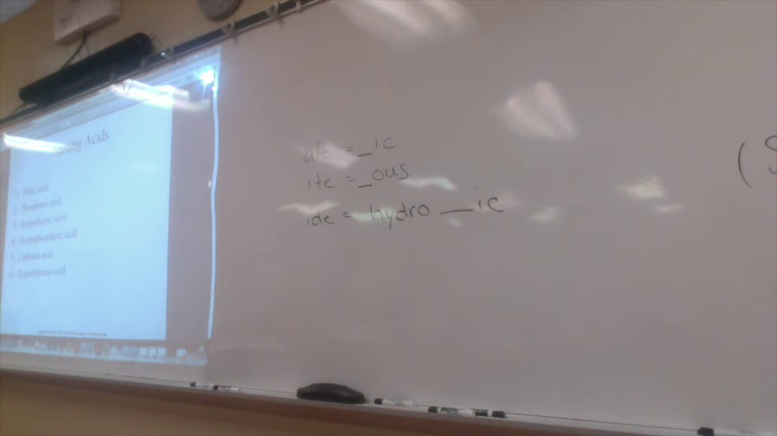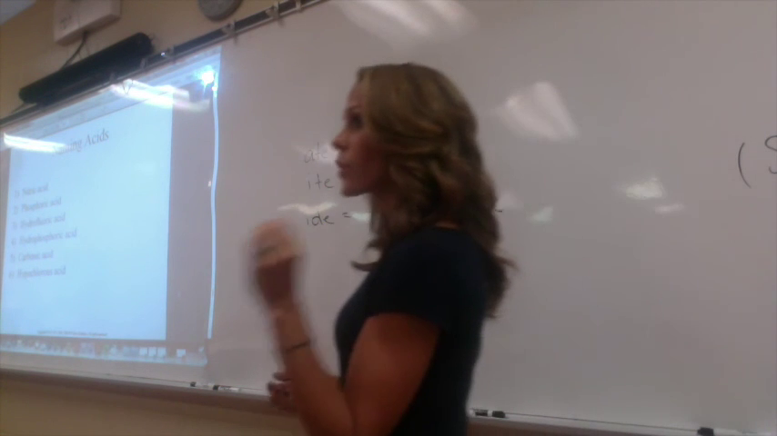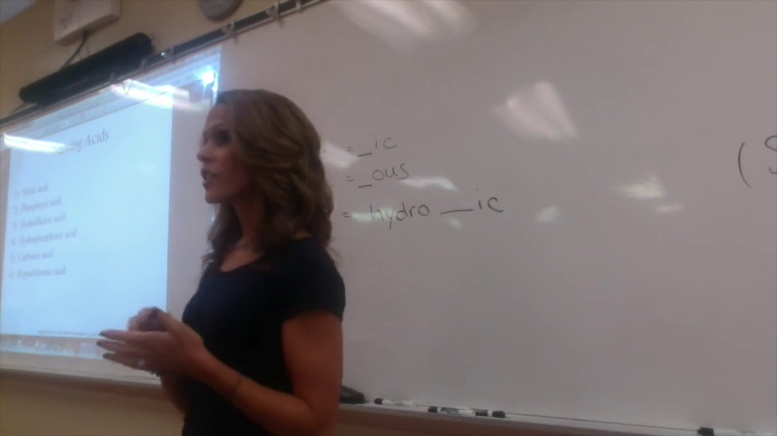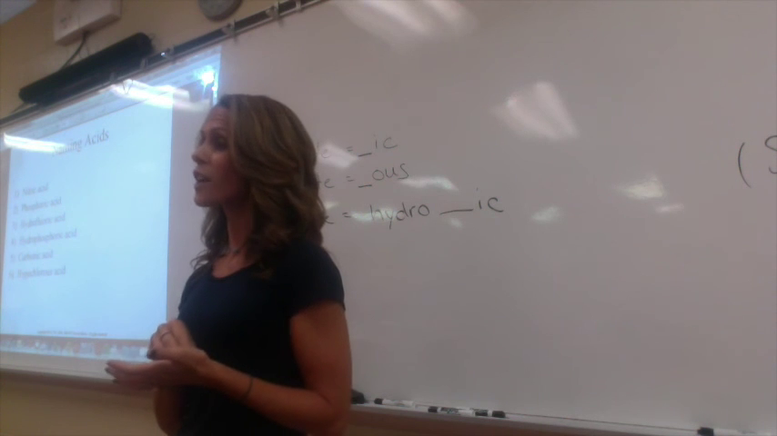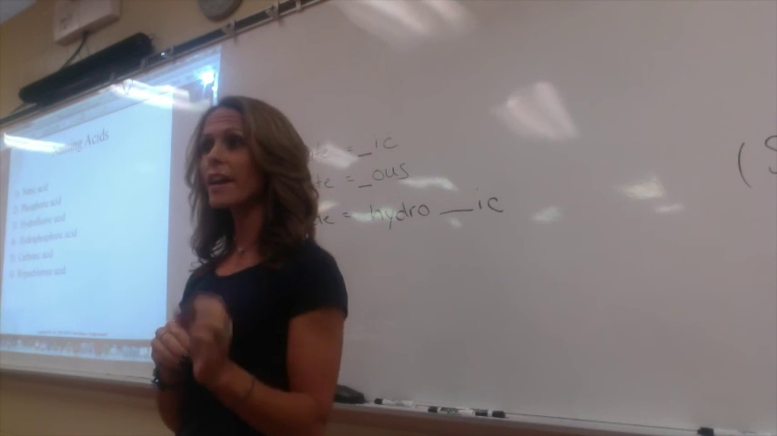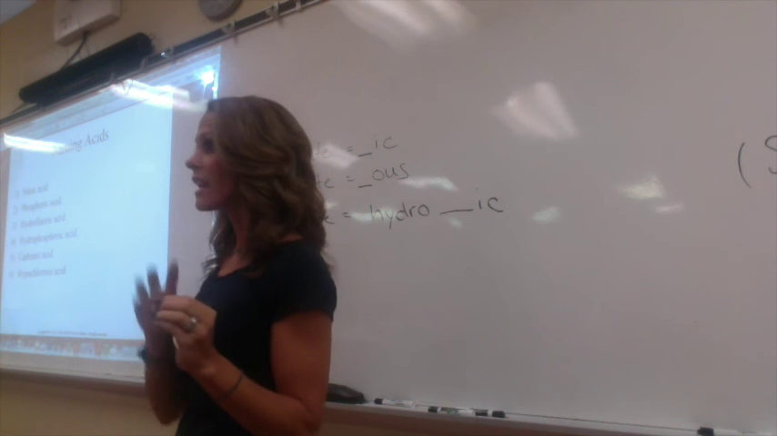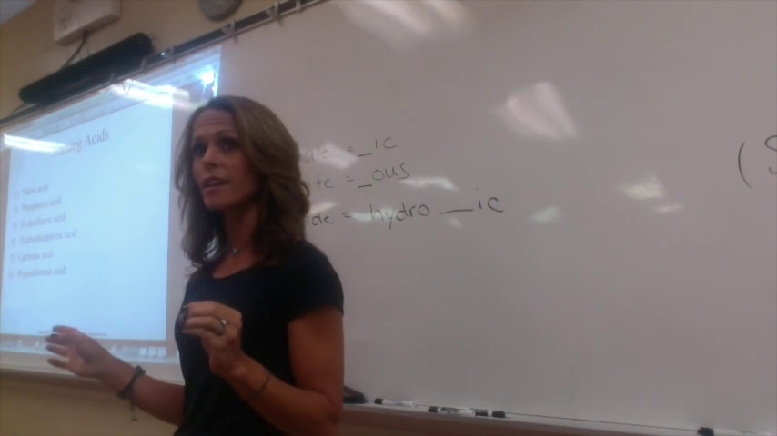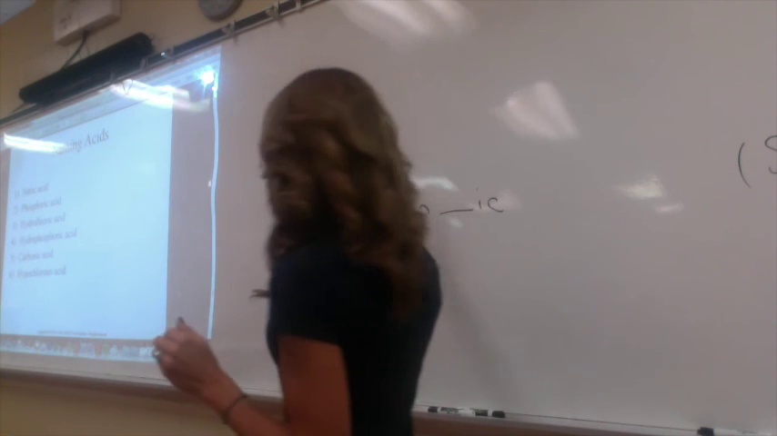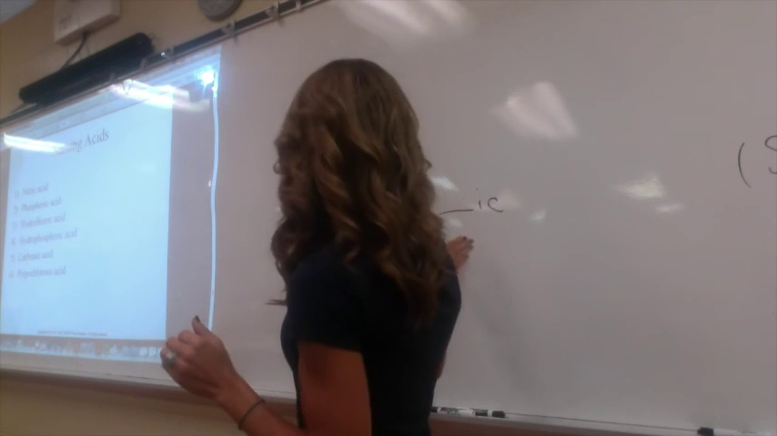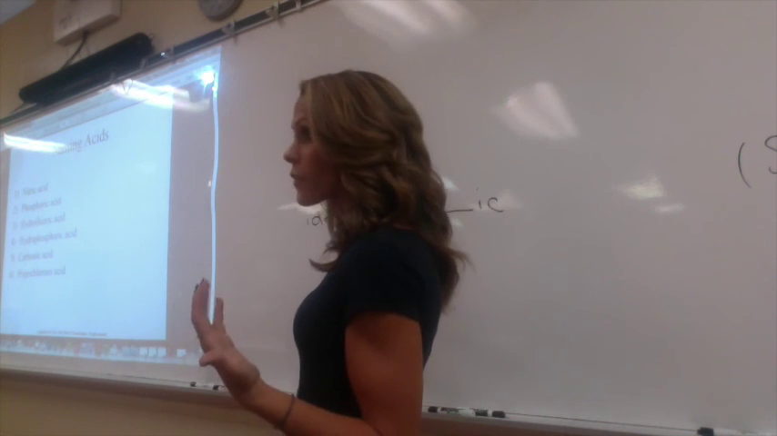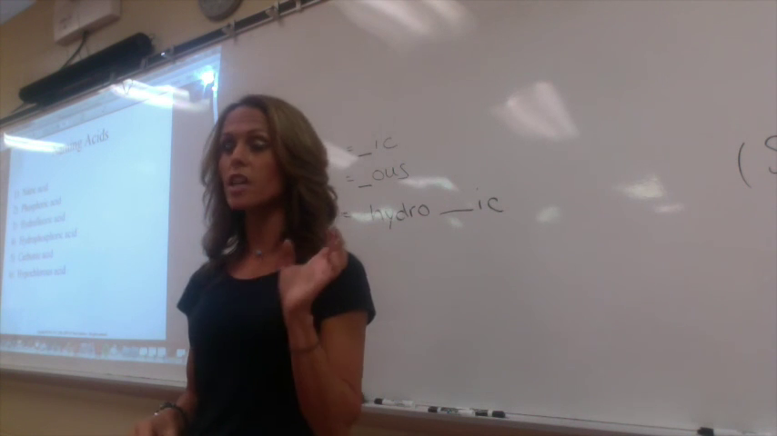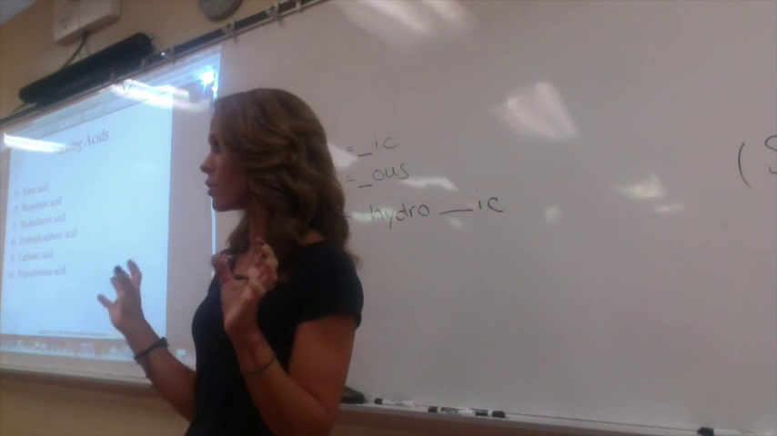So write out the formulas. For this one now, what are you going to do? You're going to crisscross just like you did for ionic, except your cation is always going to be the H+. And now you have to figure out what your anion is based on your endings. So pay attention, does it have a hydro in front of it? Now you're going to crisscross H+ with the anion that you know it should be.